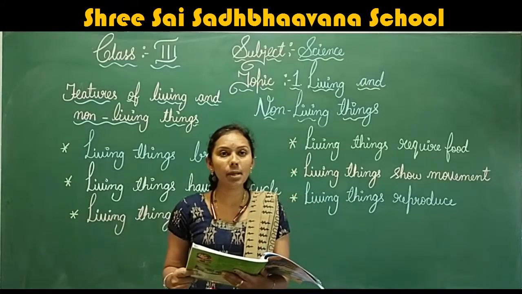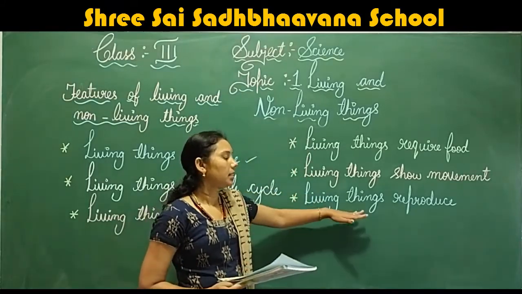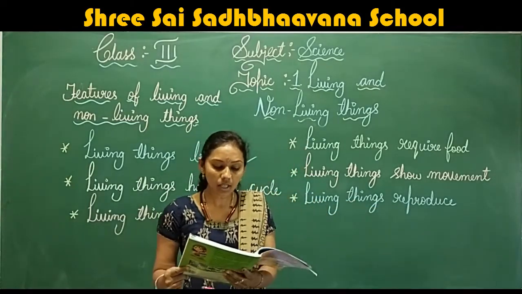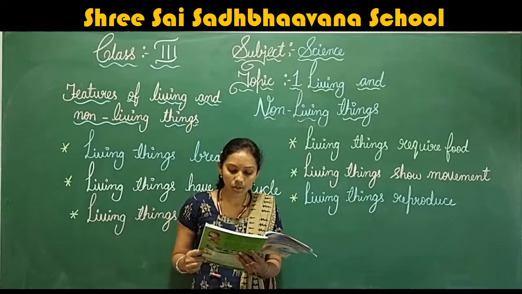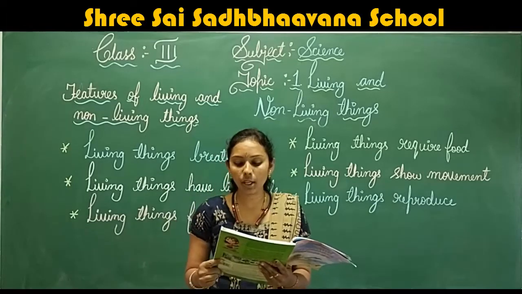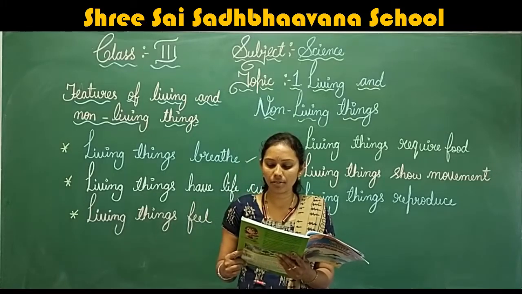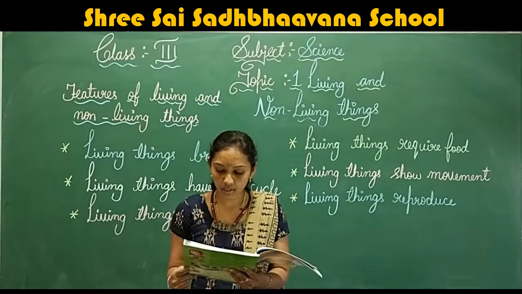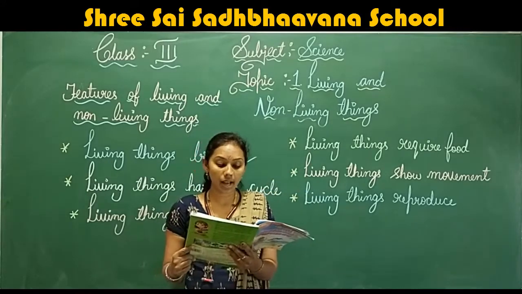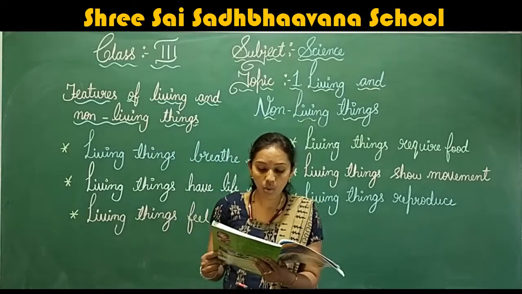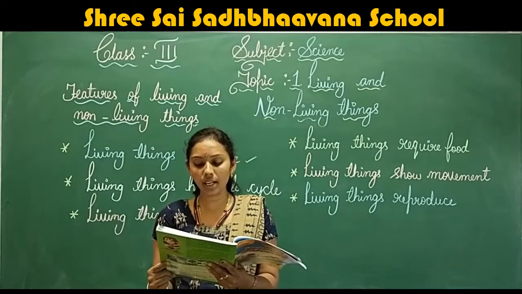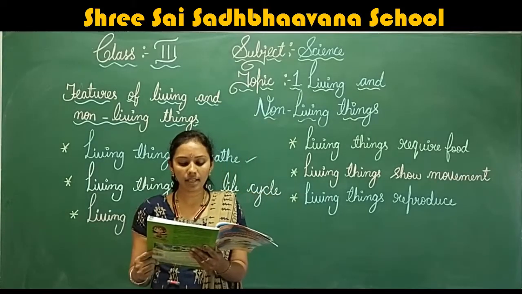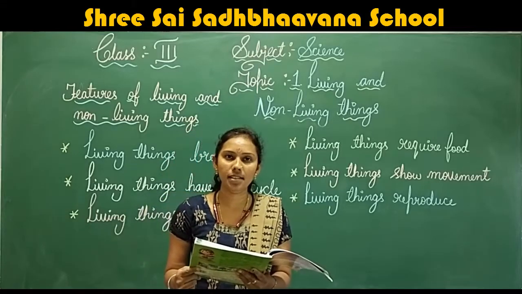Next, living things reproduce. The next feature is that living things reproduce. Living things have life cycles, so reproduction is an important part of their life. All living things are capable of reproducing their own kind. Human beings and animals like dog, cat, cow and lion give birth to their young ones. Birds, fishes, snakes lay eggs and the young ones hatch out of the eggs.